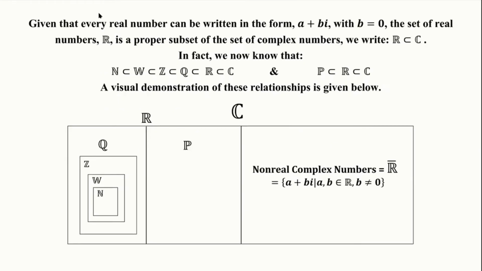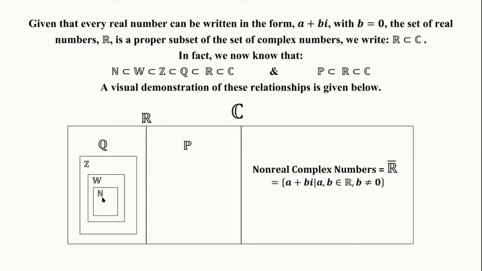So now we want to kind of summarize everything we know about these sets of numbers we've been studying all our lives, right? Every real number, as we know, can be written as a plus bi with b equals 0. Therefore, the set of real numbers itself is a proper subset of the set of complex numbers. We've already seen that. I've already shown it on the graph. So we say the set of real numbers is a proper subset of the set of complex numbers. Now, in fact, we know a lot more than that.